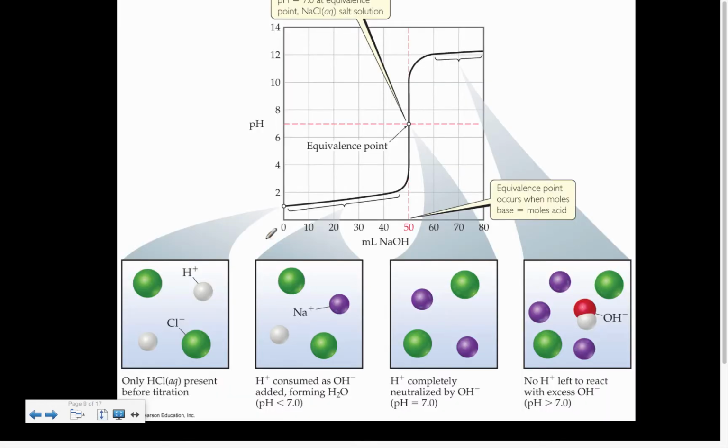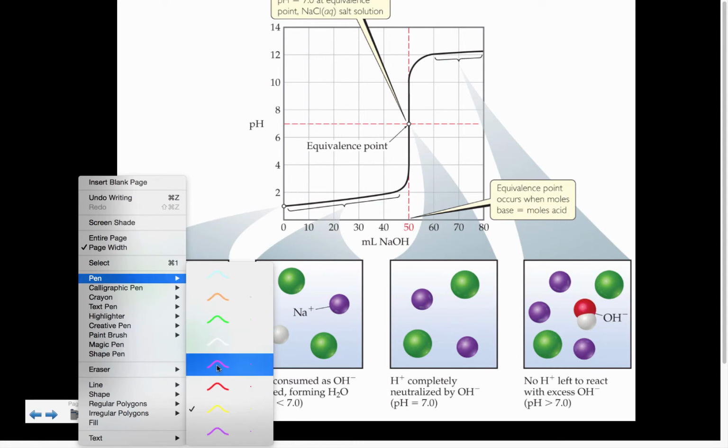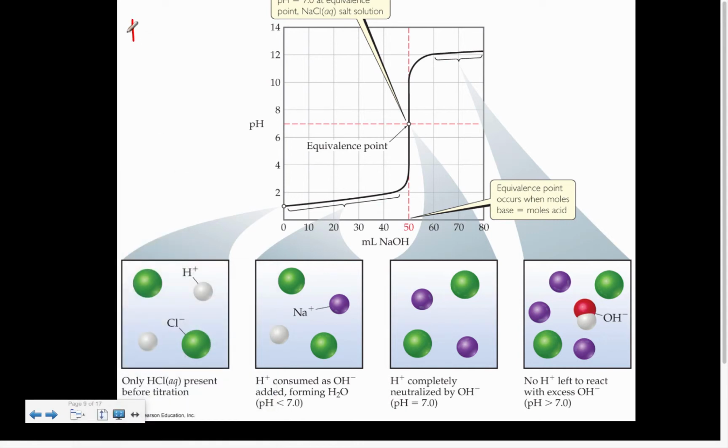All right. Now, here we have a titration. This is a titration curve, to be specific. Let's get a different color. So here we have a titration curve. Now, based on what this curve looks like, we should be able to discuss what kind of acid and what kind of base we're talking about.